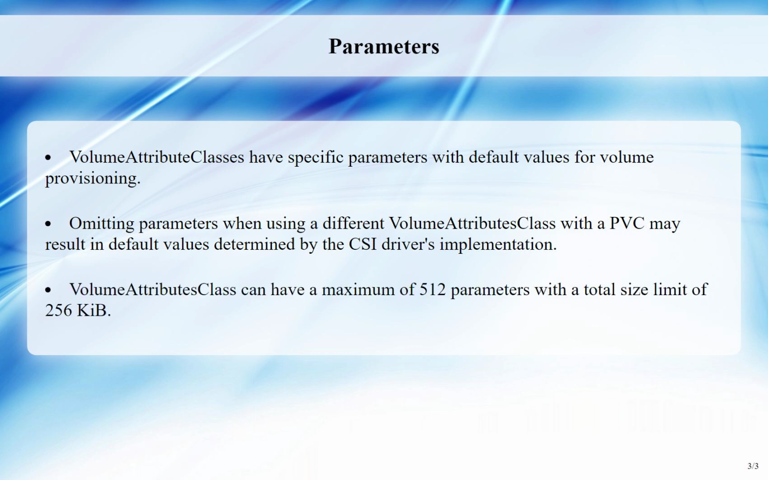The maximum number of parameters for a volume attributes class is 512, and the total length of the parameters object cannot exceed 256 KiB.